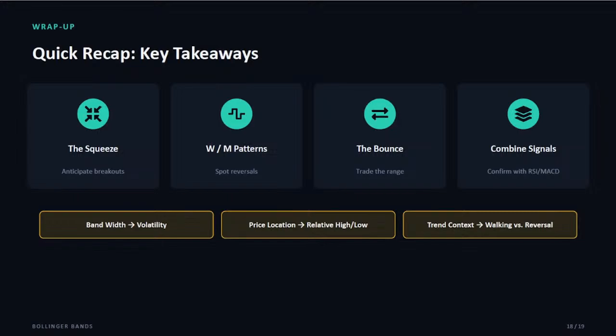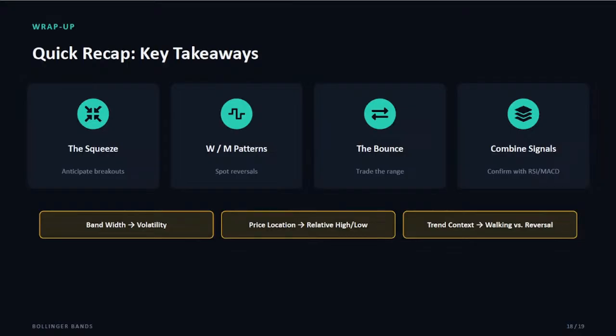Time to bring it all together with a fast recap before we close out. Bollinger Bands are 3 lines, a middle moving average, and an upper and lower band set 2 standard deviations away from it, expanding and contracting automatically as volatility changes. Reading them well means checking 3 things together, never in isolation: band width, to gauge volatility; price location, relative to the bands, to gauge relative highs and lows; and whether price is genuinely walking the band in a strong trend versus sitting at a true statistical extreme in a ranging market.